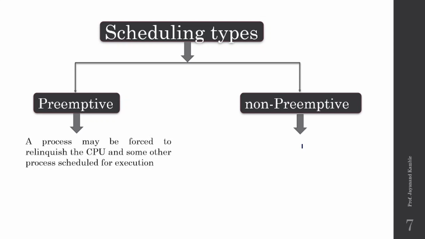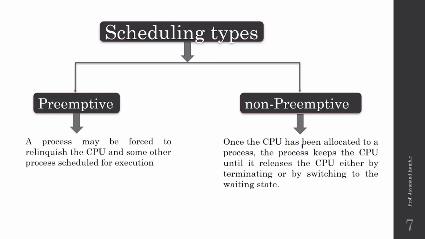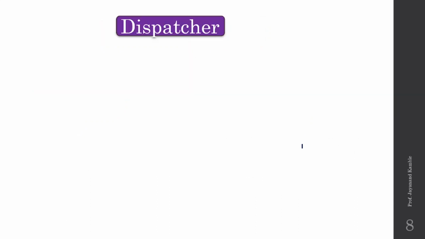Another type of scheduling is called non-preemptive scheduling, where once the CPU has been allocated to a process, the process keeps the CPU until it releases the CPU either by terminating or by switching to the waiting state. Here in case of non-preemption, once the resources are given to the process, it will keep the resources till the completion of that process or till it goes into the waiting state and leaves the resources voluntarily by itself. So that is an example of non-preemptive scheduling.